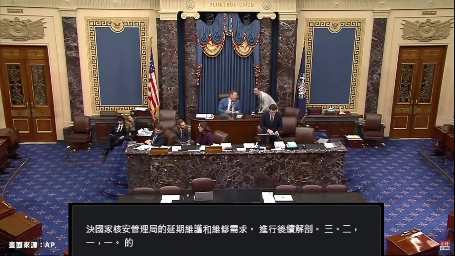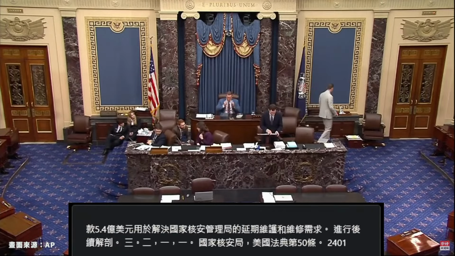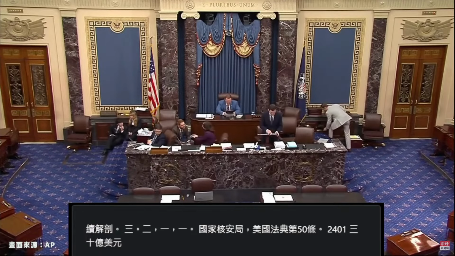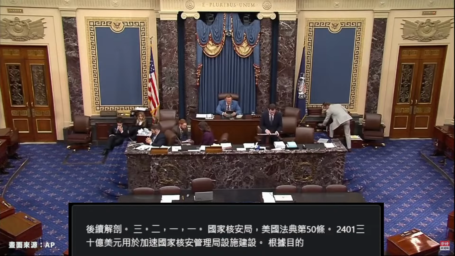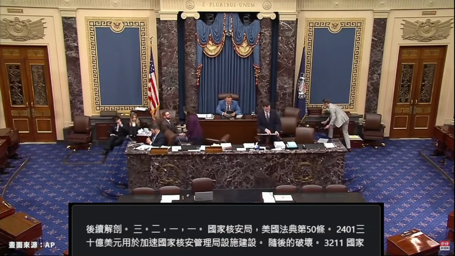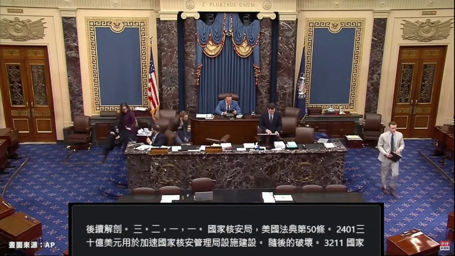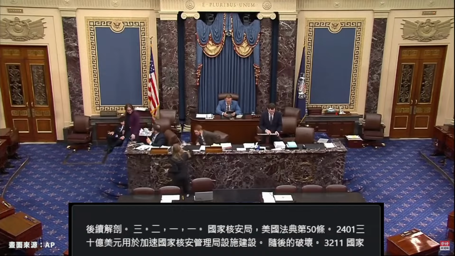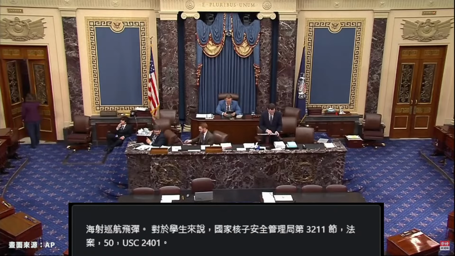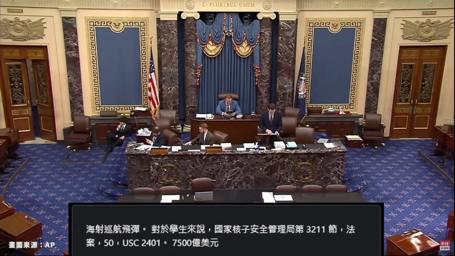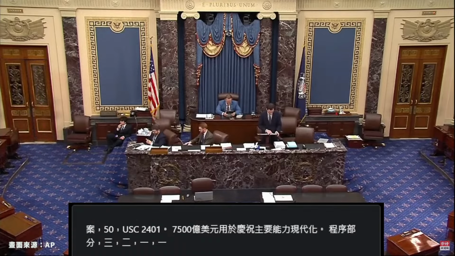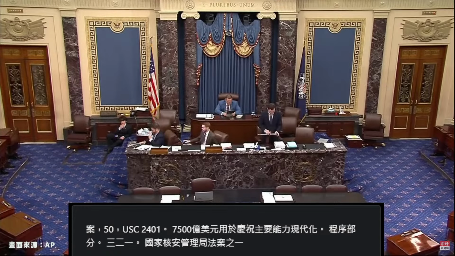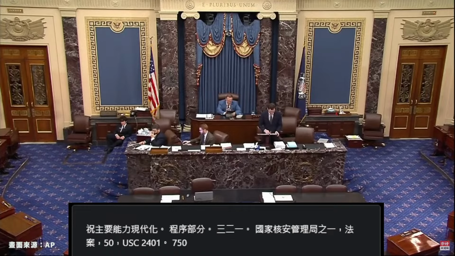2401. 3, $1 billion to accelerate the construction of National Nuclear Security Administration facilities pursuant to Section 3211 of the National Nuclear Security Administration Act, 50 U.S.C. 2401. 4, $400 million to accelerate the development, procurement, and integration of the warhead for the nuclear-armed sea-launched cruise missile pursuant to Section 3211 of the National Nuclear Security Administration Act, 50 U.S.C. 2401. 5, $750 million to accelerate primary capability modernization pursuant to Section 3211 of the National Nuclear Security Administration Act, 50 U.S.C. 2401. 6, $750 million to accelerate secondary capability modernization pursuant to Section 3211 of the National Nuclear Security Administration Act, 50 U.S.C. 2401.